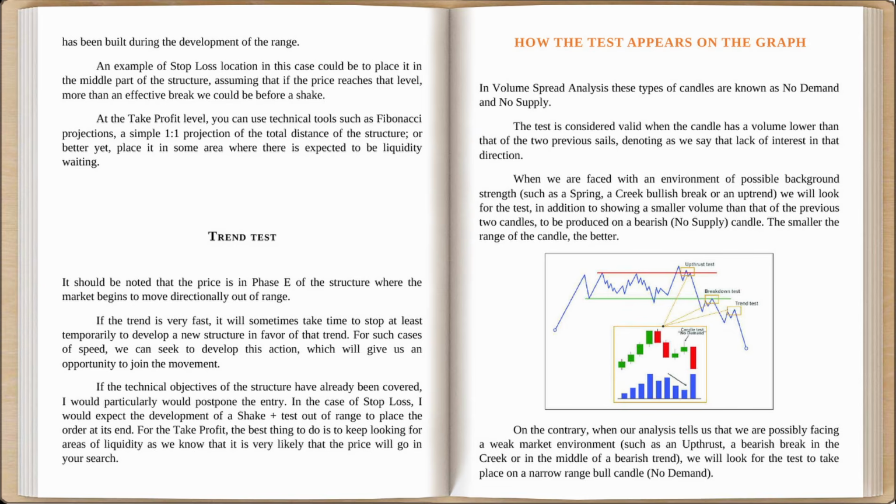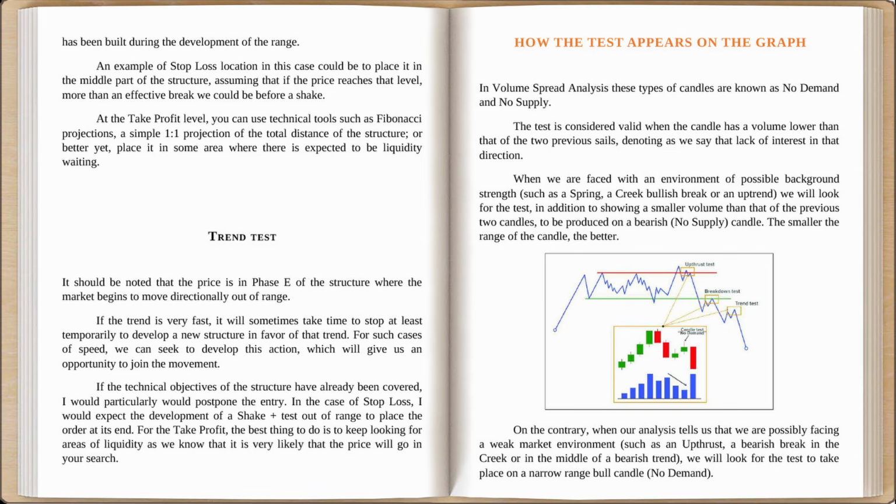In volume spread analysis, these types of candles are known as no demand and no supply. The test is considered valid when the candle has a volume lower than that of the two previous candles, denoting, as we say, that lack of interest in that direction.